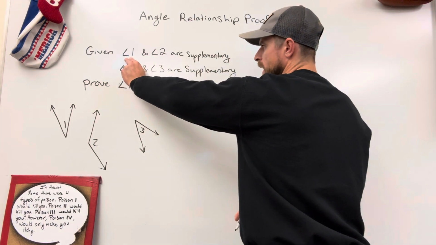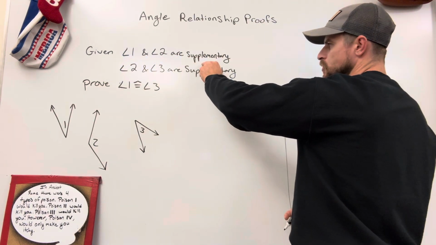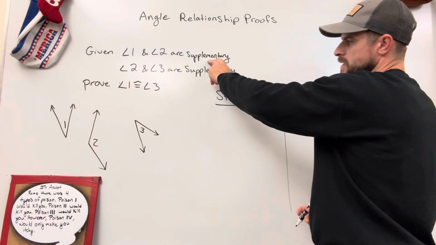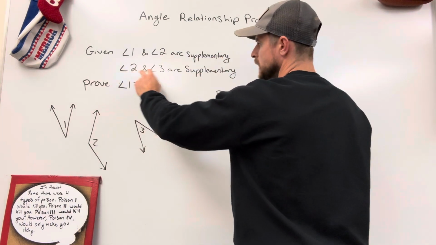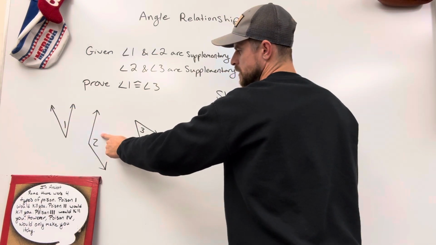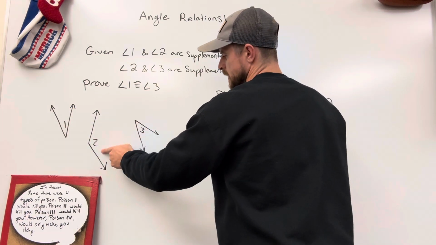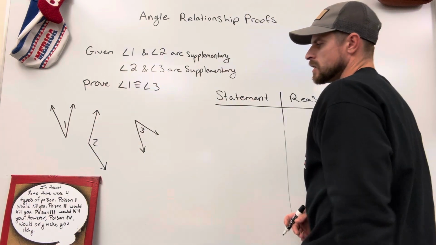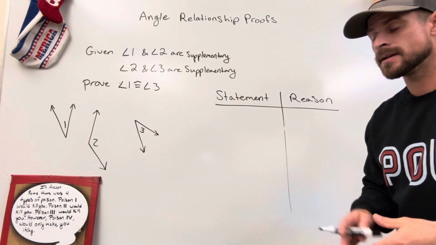We are being told angle 1 and angle 2 are supplementary. We've got to know what the word supplementary is, so we'll talk about that. Angle 2 and angle 3 are also supplementary. So this angle and this angle are supplementary angles, and this angle and this angle are also supplementary angles. So let's start by giving the given.